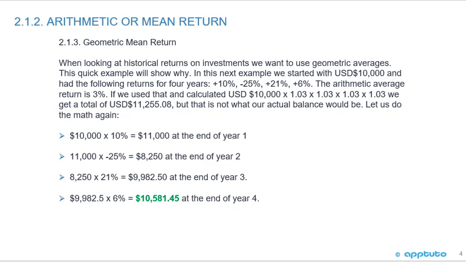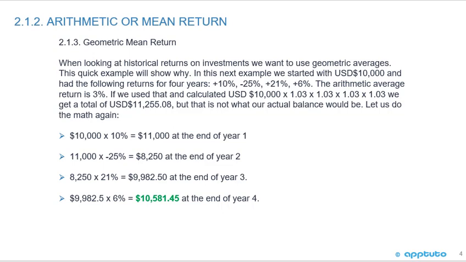If we use that 3% and simply did the quick calculation of 10,000 times 1.03 times 1.03 times 1.03 times 1.03, the 3% for 4 years, we get a total of $11,255.08 at the end of 4 years. But that's not what the actual balance of our account would be. Let's do the math again using the actual returns.